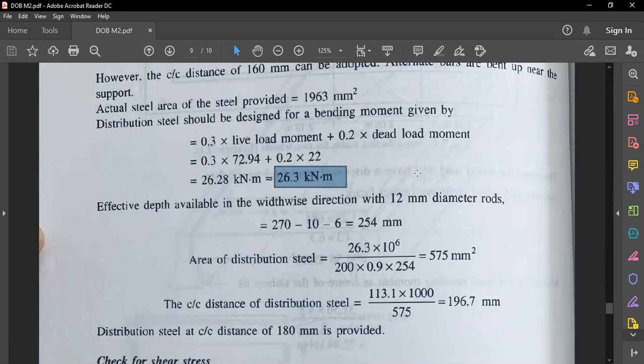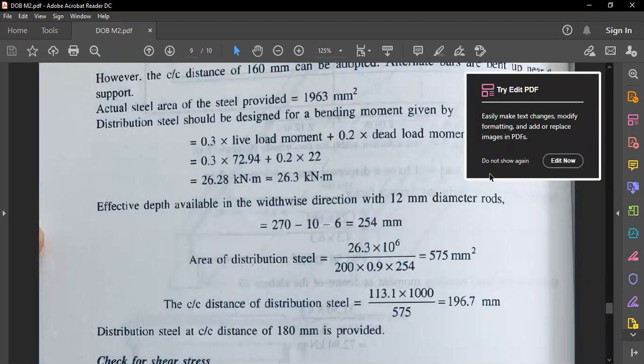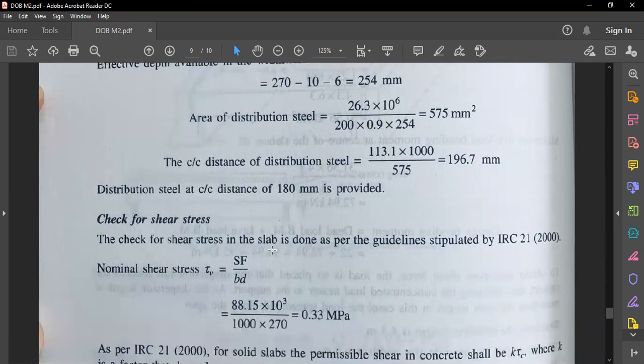Right? The effective depth changes for distribution reinforcement: 270 minus 10 minus 6 now, if I use 12 mm dia bars. The center to center distance is 196. I will provide 180 mm for the distribution reinforcement. Now I have provided the reinforcement.